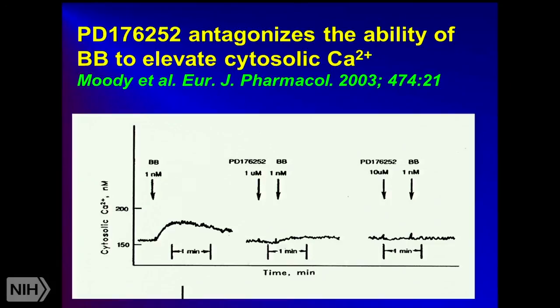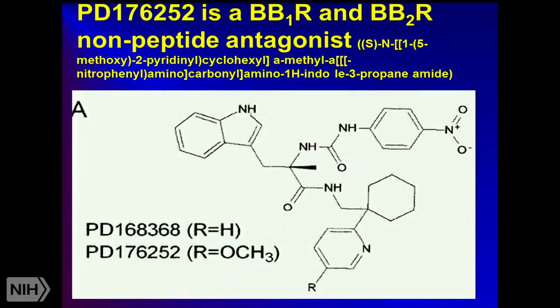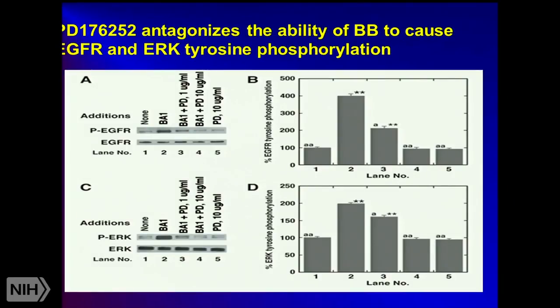This is a different way of looking at it graphically. We add the GRP, and the calcium increases, and it's a transient increase. And then we identified antagonists that block the receptor, and they block the increase in calcium. So these antagonists, they're small molecules, and the one that blocks the GRP receptors is PD176252.